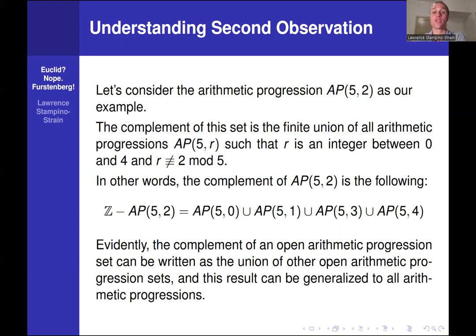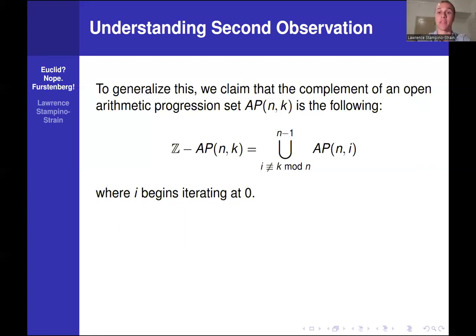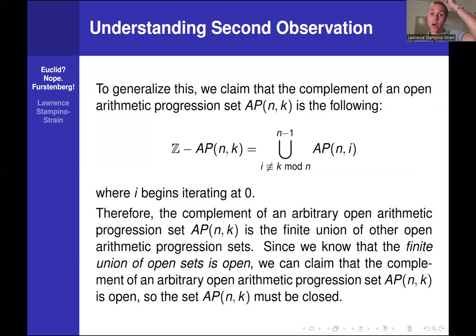So it is very, very important to recognize that the complement of any AP is the union of other APs. So to generalize this, we claim that the complement of an open arithmetic progression set, AP_{n,k}, is the following, right? Is defined as this, where i begins iterating at 0. Therefore, the complement of an arbitrary open arithmetic progression set, AP_{n,k}, is the finite union of other open arithmetic progression sets. Since we know that the finite union of open sets is open, we can claim that the complement of an arbitrary open arithmetic progression set, AP_{n,k}, is open.